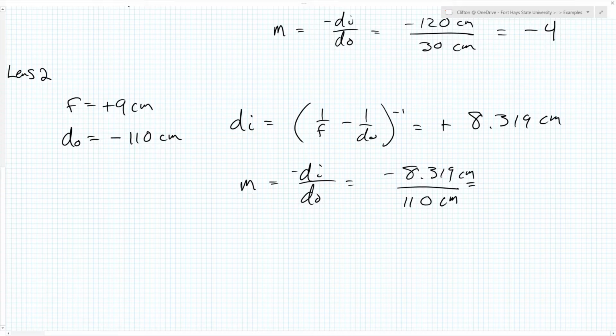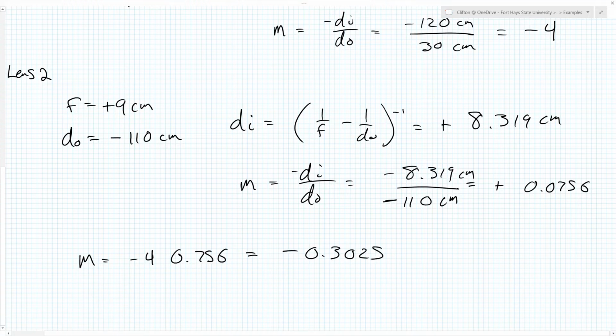is a, let's see here. Oh, I need to be careful here. So this negative sign is from this, but the object distance is negative. So this is going to be plus 0.0756. So that means that the second lens does not invert the image again. The total magnification then is -4 times 0.0756, which is -0.3025. So that means that the final image is inverted and it is smaller than the object.